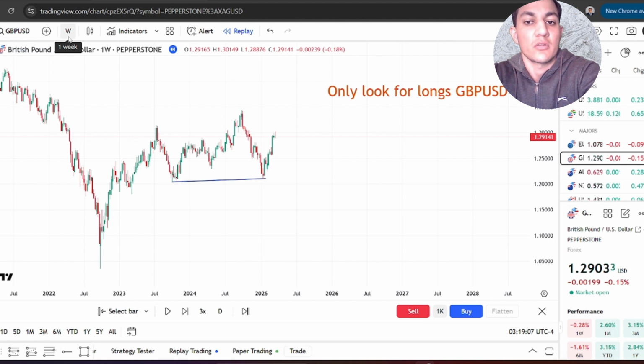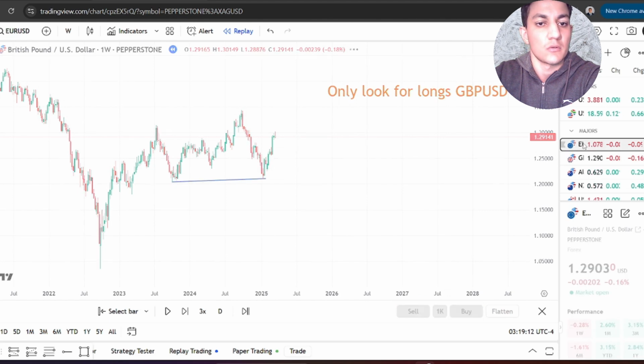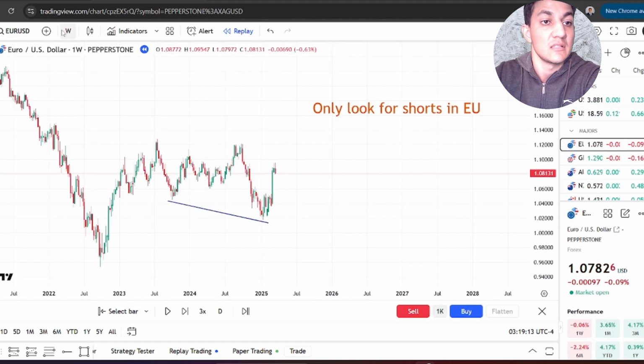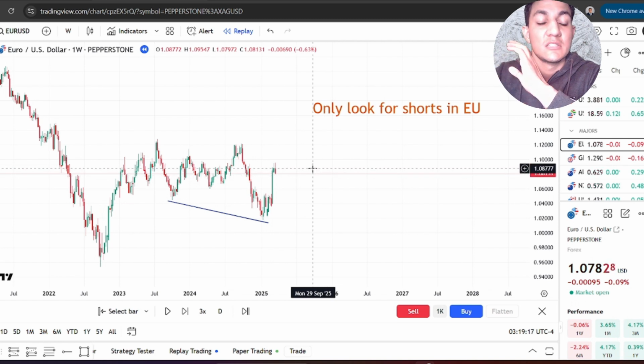And you go look for your charts, and you'll see the strongest longs are in GBP USD, and the strongest shorts are in euro dollar. All because of this on the weekly chart. And this is what I do all the time. I just look at the weekly chart. The weekly chart is so easy.